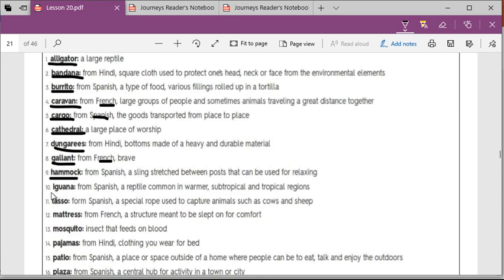Iguana, and I'm sure that you studied this. You studied this in science with your science teacher. It is a reptile common in warmer and subtropical and tropical regions.